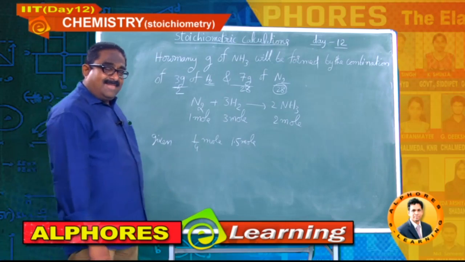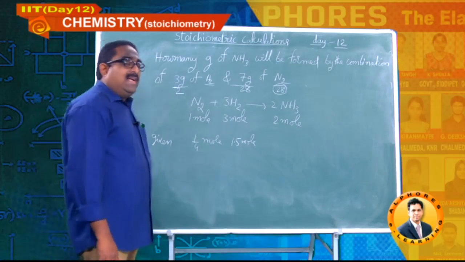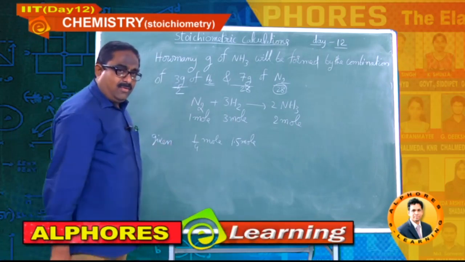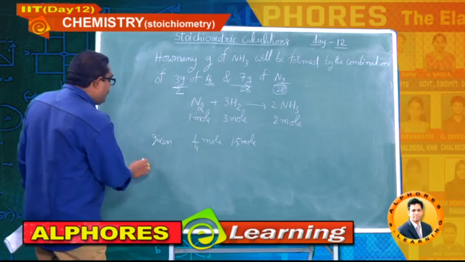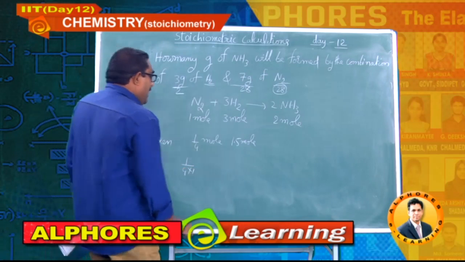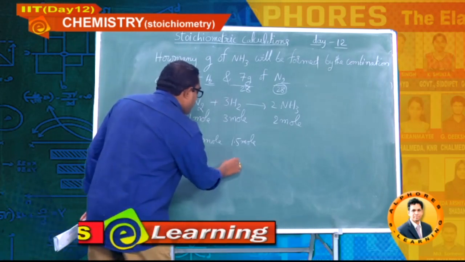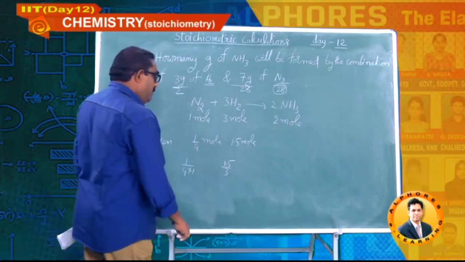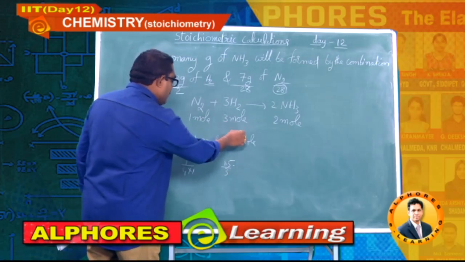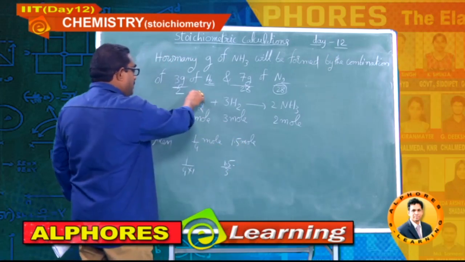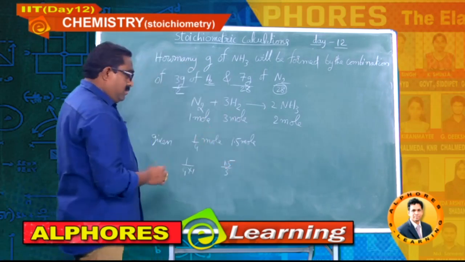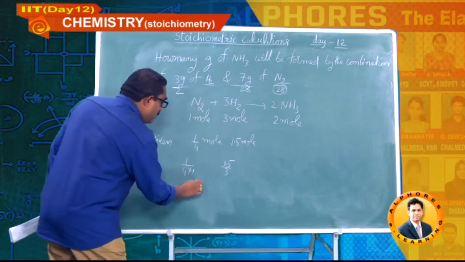Now try to fix the limiting reagent with the technique I have given just now in the previous question. Okay, 1 by 4 divided by 1, because 1 mole. Here 1.5 divided by 3. So, which is more? This is 0.25.